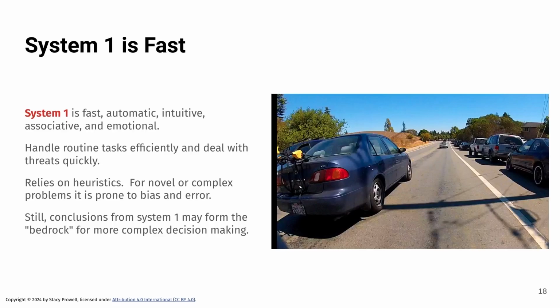Still, conclusions from System 1 may form the bedrock for more complex decision making. And you should be aware of that, right? I've reached a conclusion. The conclusion might be, I don't like people from Hawaii. And I do that because I have a neighbor, and my neighbor drives me nuts. And so I unconsciously developed this bias against people from Hawaii, my neighbors from Hawaii.